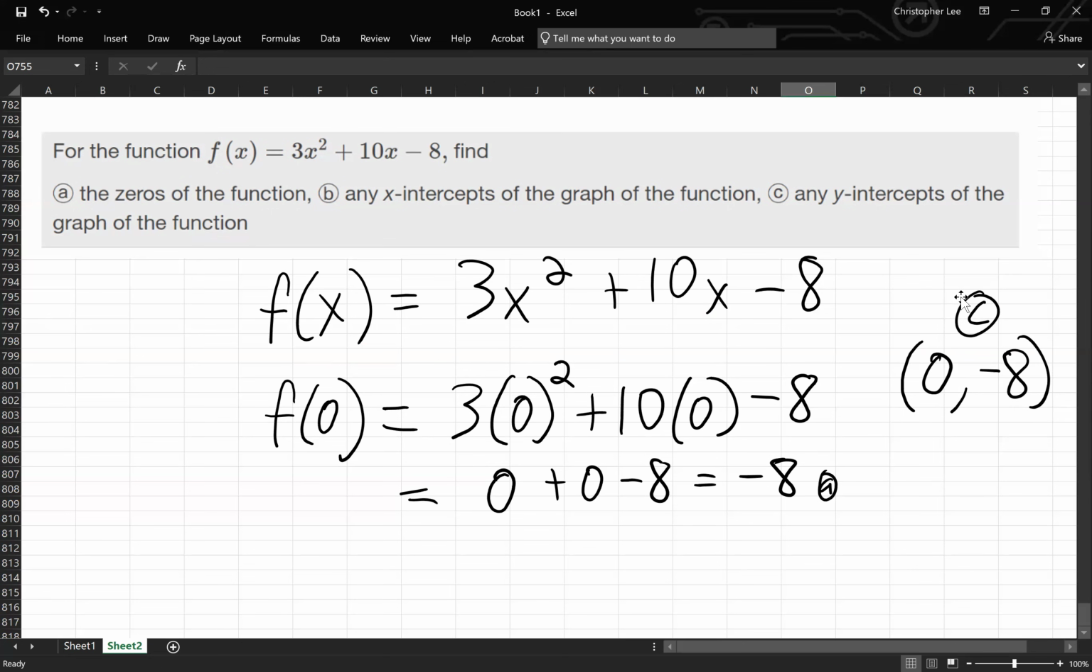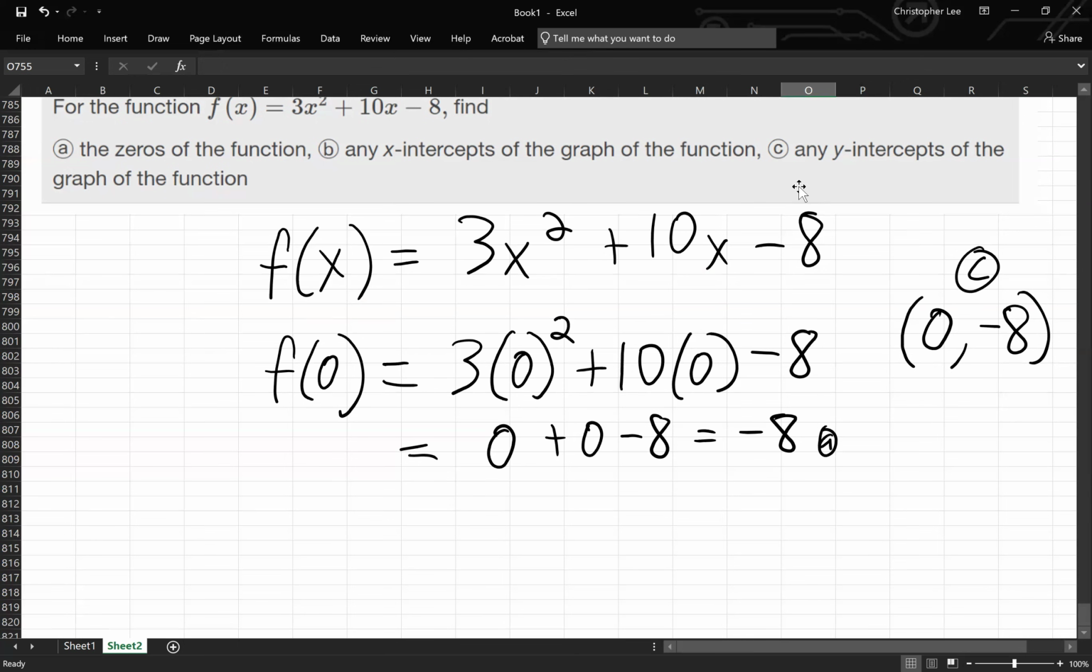All right, a little bit harder now. Taking the original function, set the original function equal to 0. So 0 is equal to 3x squared plus 10x minus 8. In this scenario, we're going to be solving for x. When I find these two values of x, these are going to be my x-intercepts. This will be the answer for B and A at the same time.